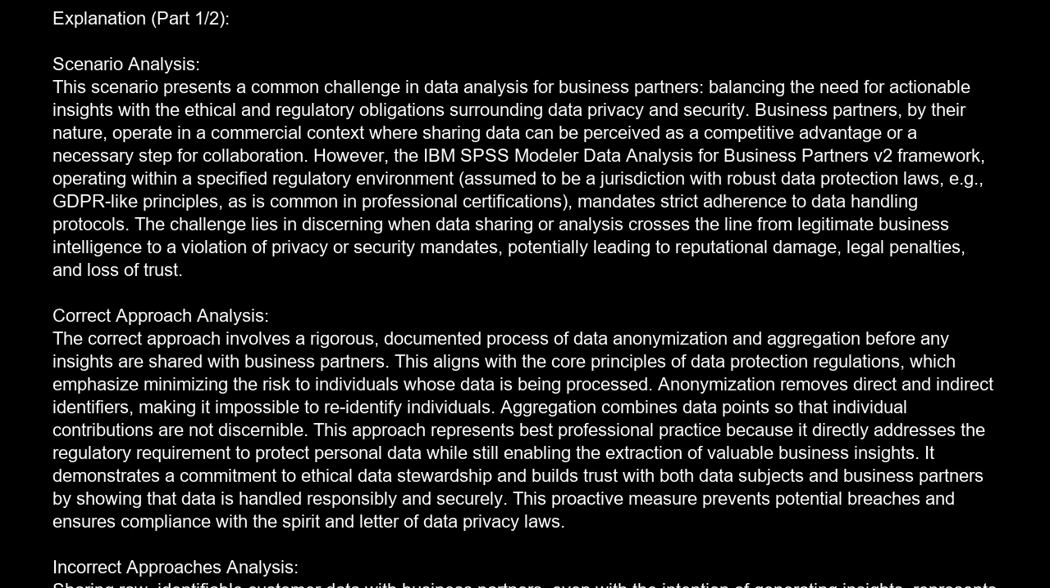This approach represents best professional practice because it directly addresses the regulatory requirement to protect personal data while still enabling the extraction of valuable business insights. It demonstrates a commitment to ethical data stewardship and builds trust with both data subjects and business partners by showing that data is handled responsibly and securely. This proactive measure prevents potential breaches and ensures compliance with the spirit and letter of data privacy laws.